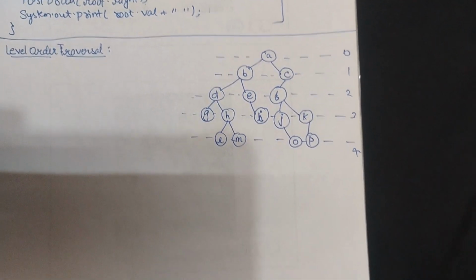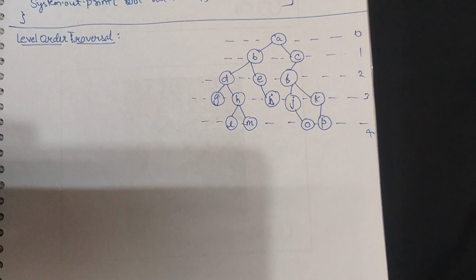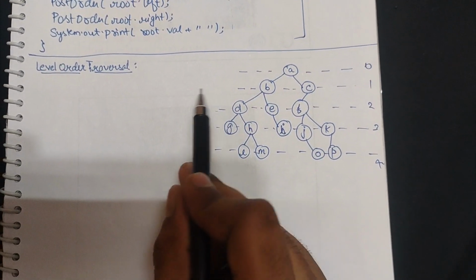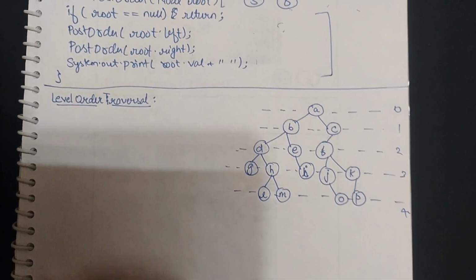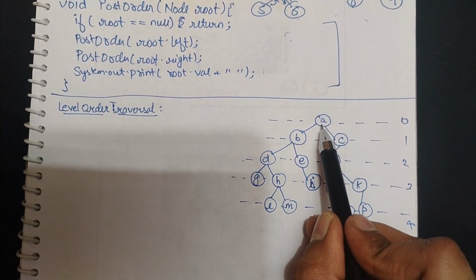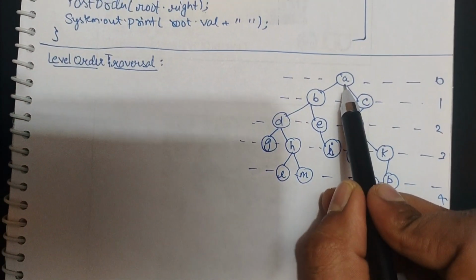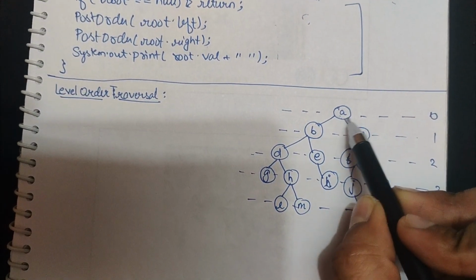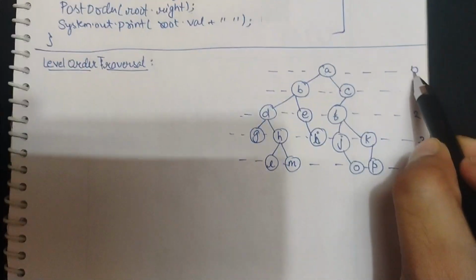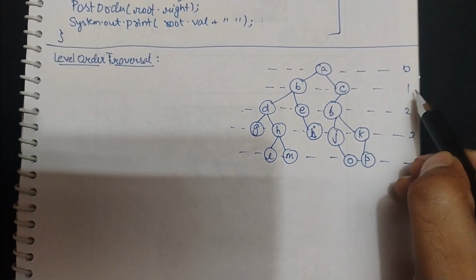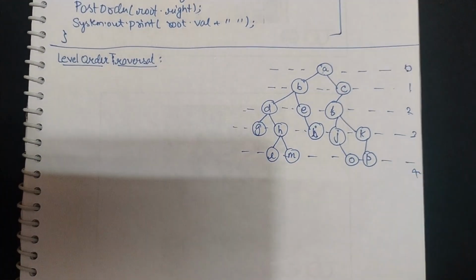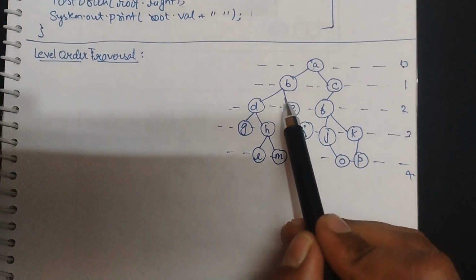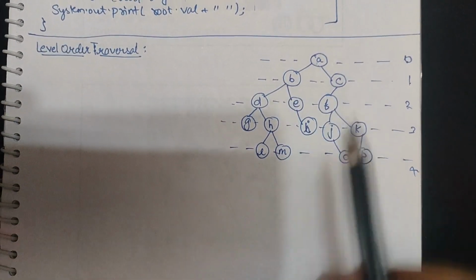Okay, so what this level order traversal means, that is if I want to give the output of this traversal, it would first print all the nodes of zero level, then of the first level, then of the second, then third and so on, and of a particular level the order sequence should be from left to right.